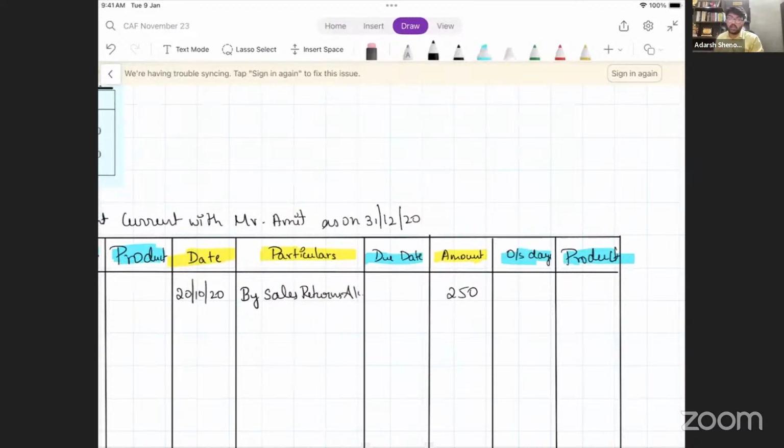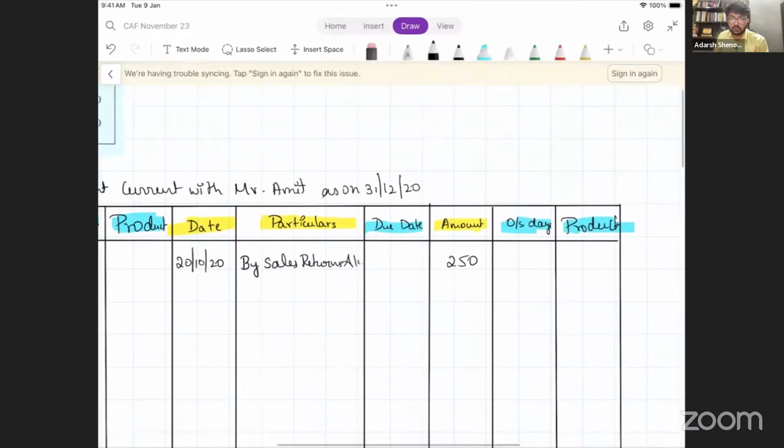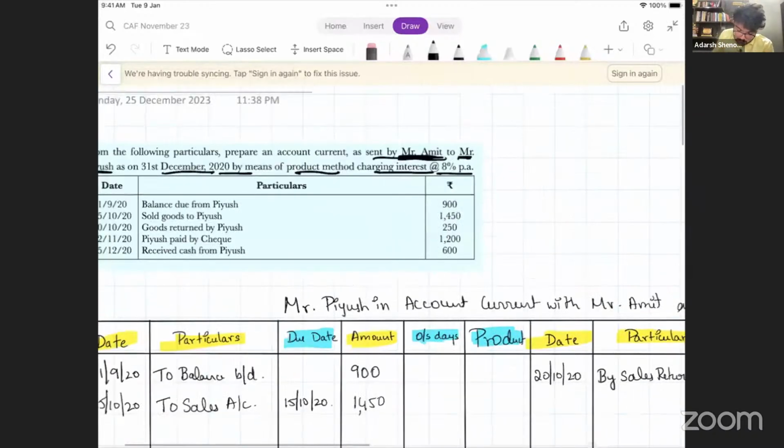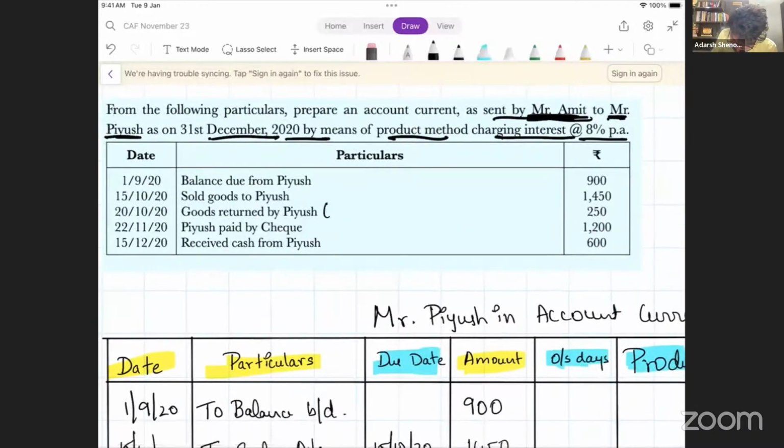Now listen, for a return transaction, if the due date is not given, normally we write the transaction date itself. Here the due date is not given, so I write the transaction date itself. But if they had mentioned, like, returned by Piyush out of the goods sold on 15/10, then I will write the due date of the 15/10 transaction. Whatever the due date was for that transaction, I will write that only as the due date for the return transaction as well.